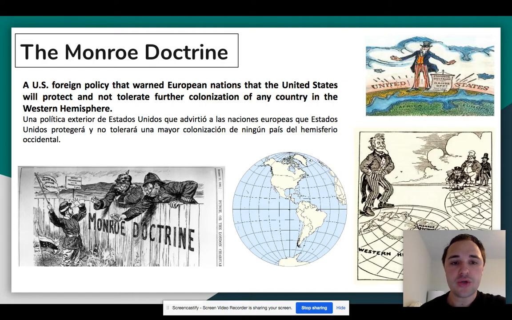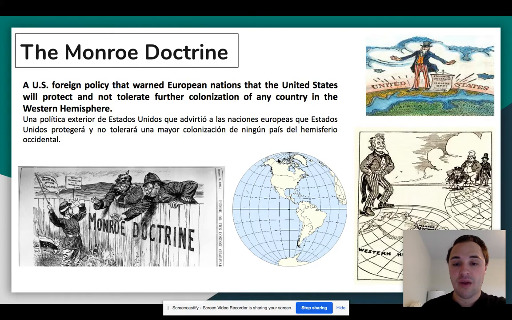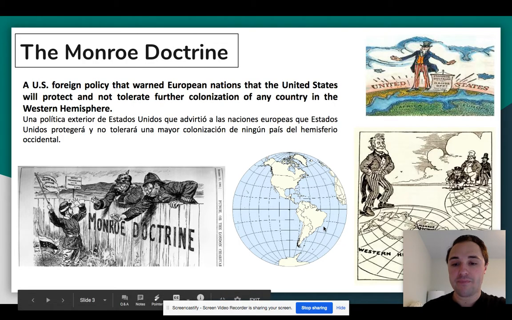Now, the Monroe Doctrine warned European nations that the United States will protect any country in the Western Hemisphere. So I did include a map here. So this is the Western Hemisphere. Now, the Western Hemisphere includes territories as far north as Canada, all the way to North America, Central America, and then South America.